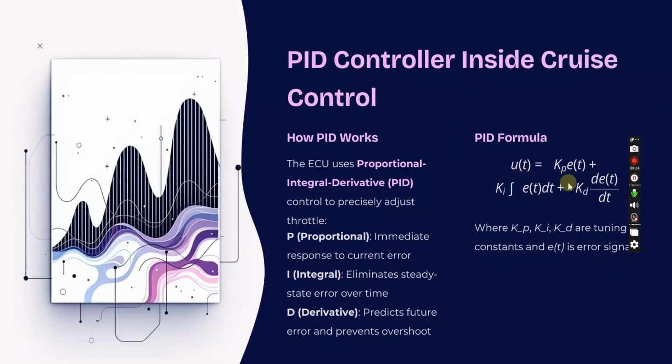where we have u(t) equal to Kp times e(t) plus Ki times the integral of e(t) dt plus Kd times the derivative of e(t). These Kp, Ki, and Kd are tuning constants, and e(t) is the error signal.